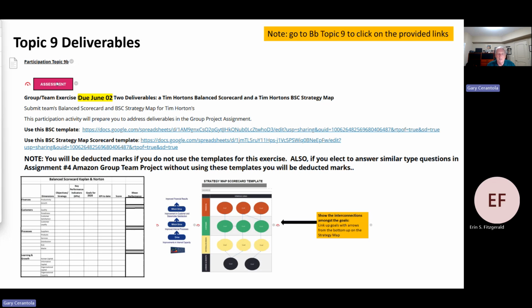topic, 9B, again, due June 2nd. I want you again to use the templates that I've assigned here. So you use the template for the actual BSC, the balanced scorecard, and then the BSC strategy scorecard template. So you'll have this template that you fill out, and then you'll have this template that you will fill out. And what's really key is to show the interconnections.